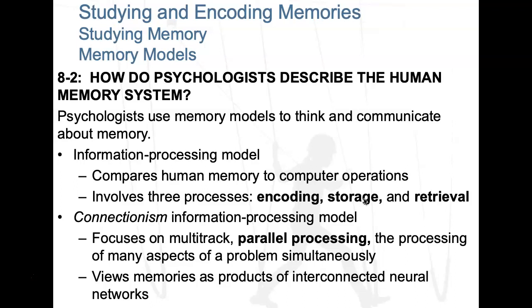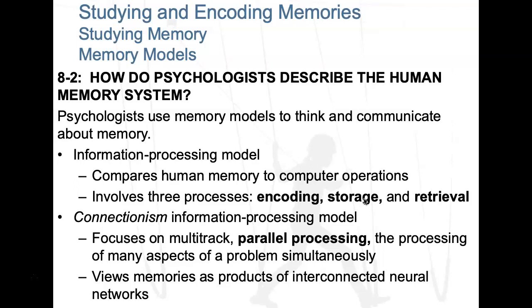Encoding is how we get the information entered in. It's the process of processing information in the memory system, getting the info in our memory bank. Storage is how we keep, bank, retain the memory or the information that we've learned. And then retrieval is how we go back and pull that information out of storage when we need to use it.